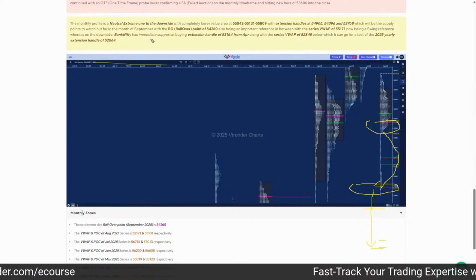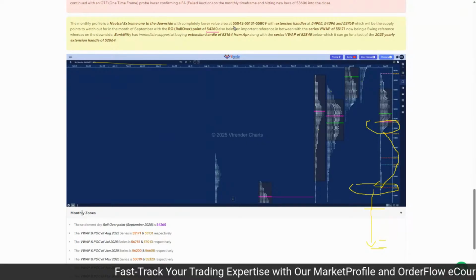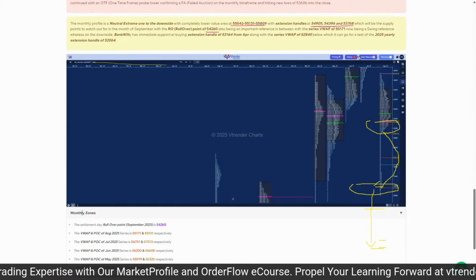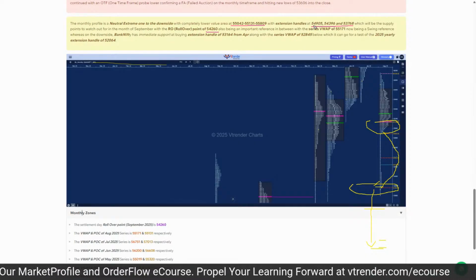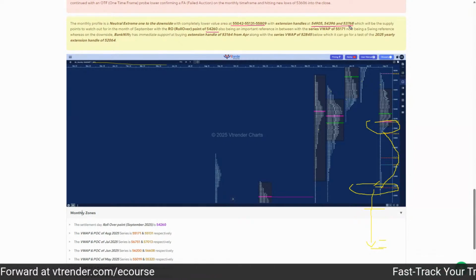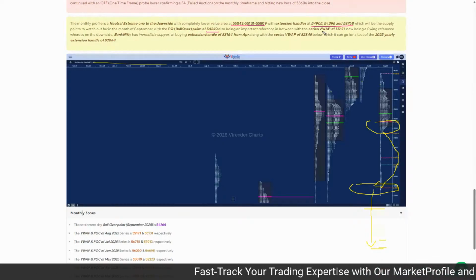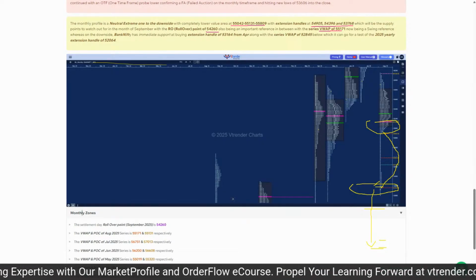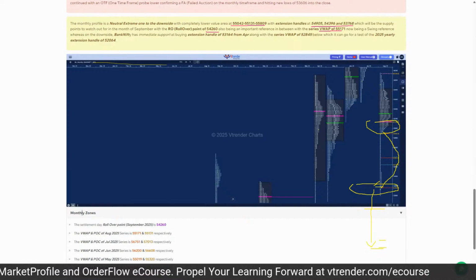So you can see how we have the rollover point at 54260. It is completely lower value for this month. We have three extension handles. 54905 is the first one, 54396 is the second, and 53768 was the closing extension handle, which has now been negated because we have got above that today. And we have the series VWAP at 55171 again because it's a neutral extreme profile to the downside. The series VWAP will be an important reference.